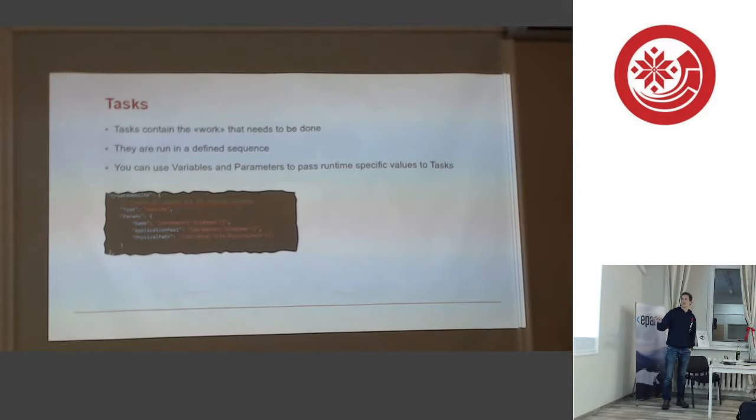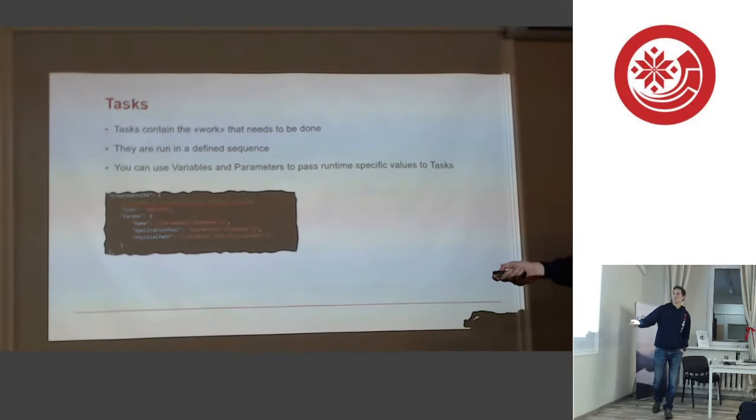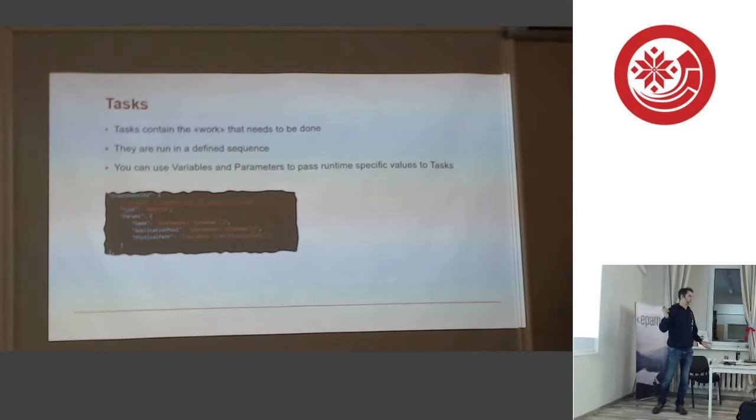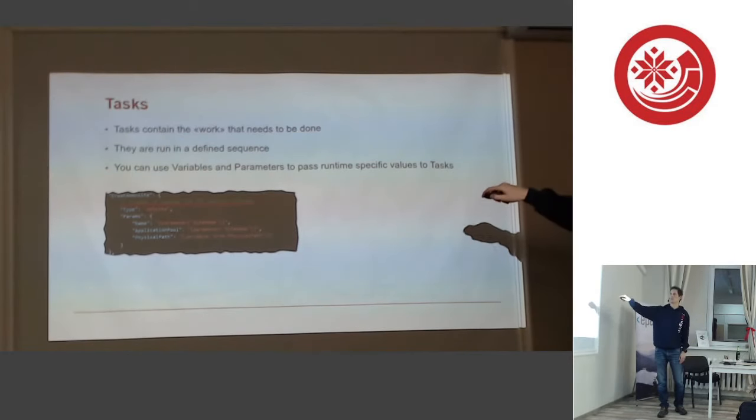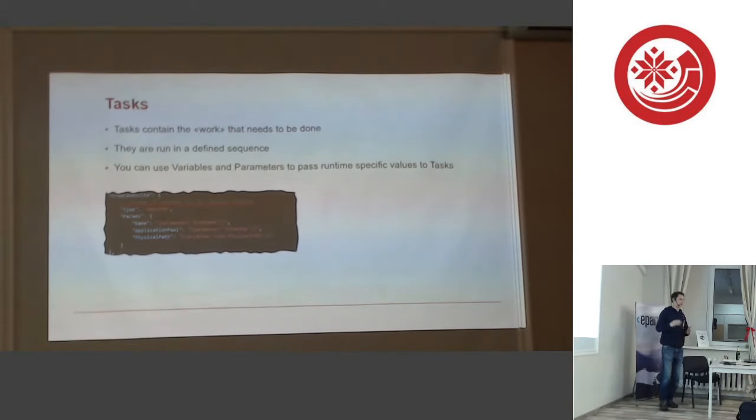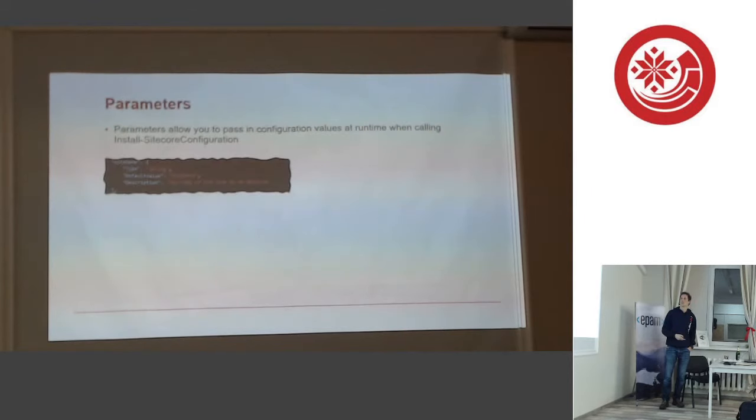An important thing is that tasks are run in sequence. They're in one large JSON, as large as you would like it to be, with as many tasks as you want, and you have to make sure that the sequence is correct. You can skip tasks by calling Install-SitecoreConfiguration. That's the cmdlet you use to install it effectively, passing in a configuration file, and you can skip some of the tasks if you wish. If you don't tell the script to skip some of the tasks, it just takes all the tasks.